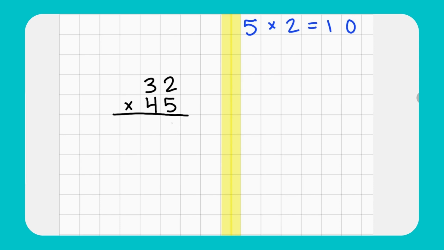So we put the ones place, the 0, down underneath the 5 times 2, and we carry the tens place, the 1, over to the tens place above the 3 and the 4, which are in the tens place.